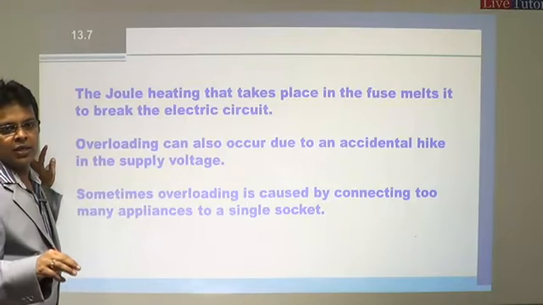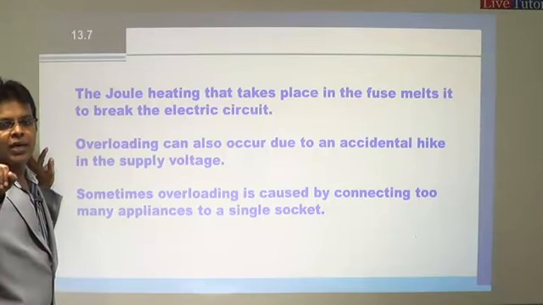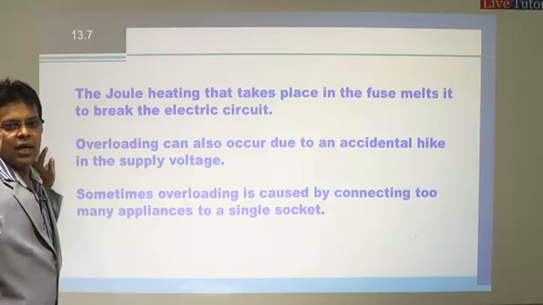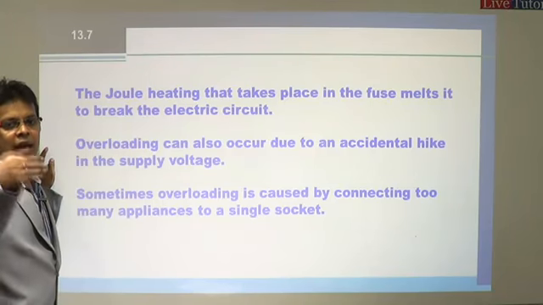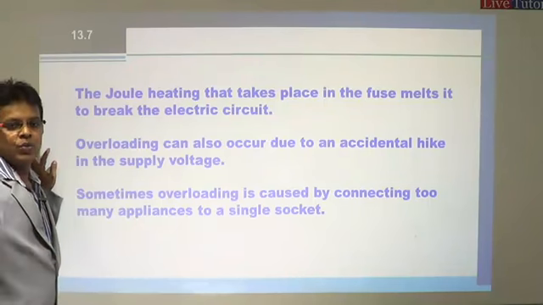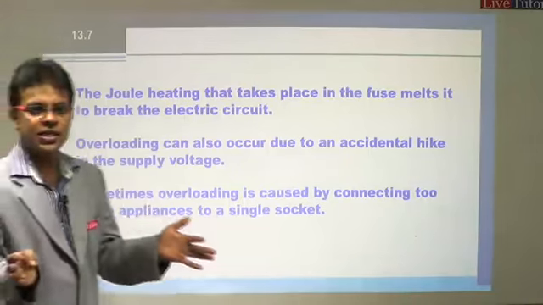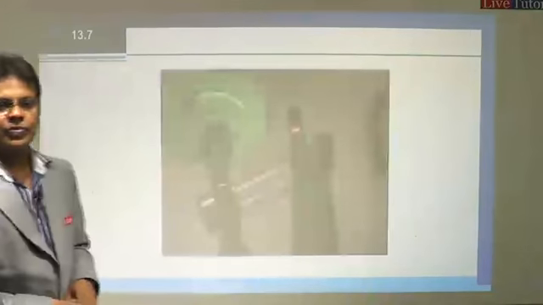That is another question. What are the different causes for overloading? When a live wire comes in contact with the neutral wire, or it may be due to an accidental hike in the supply voltage, or when too many appliances are used in a single socket. So these are the three reasons for overloading.